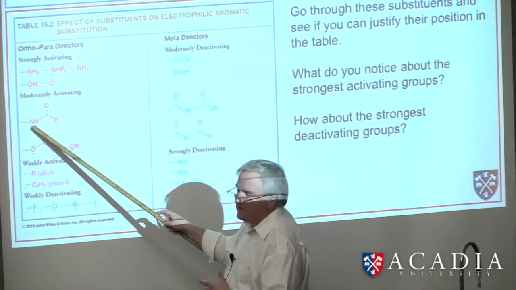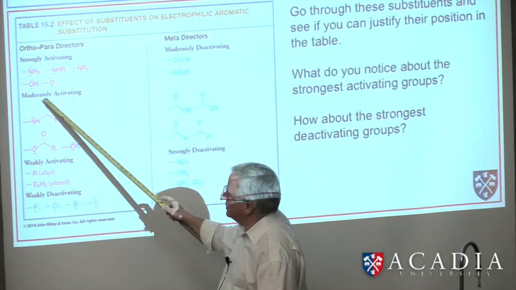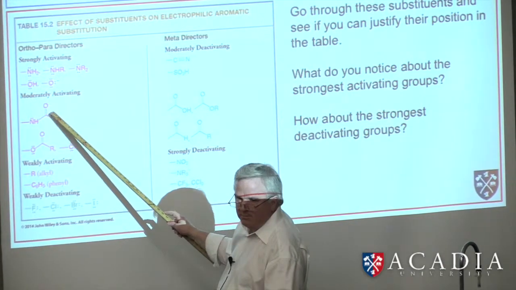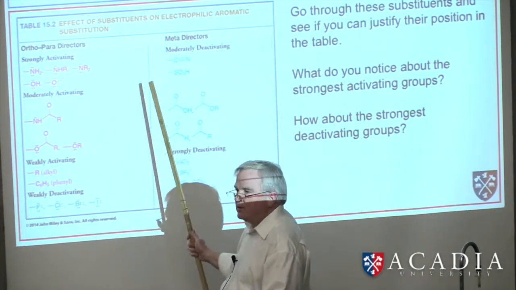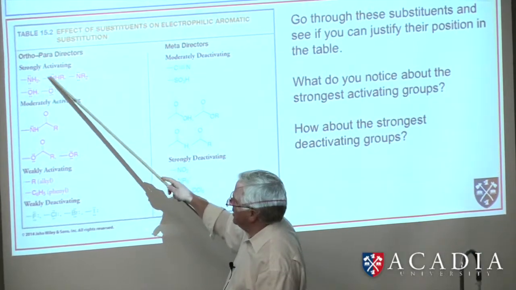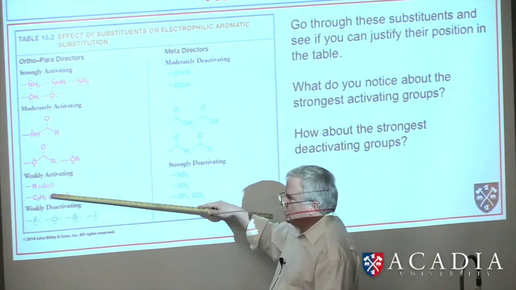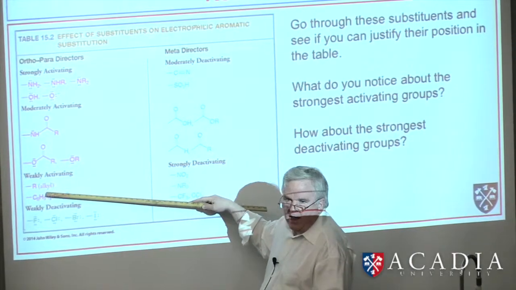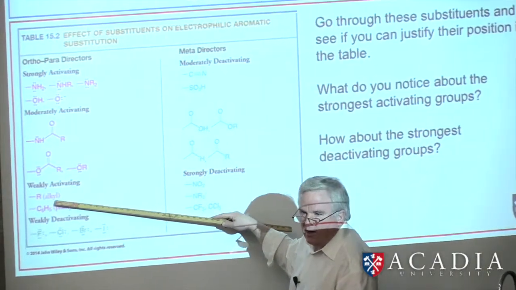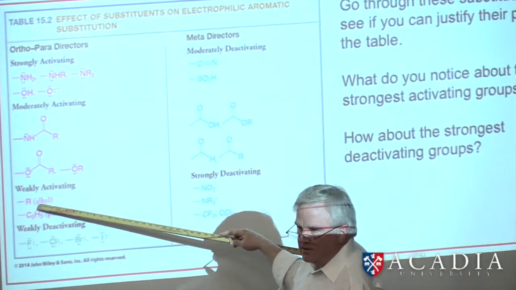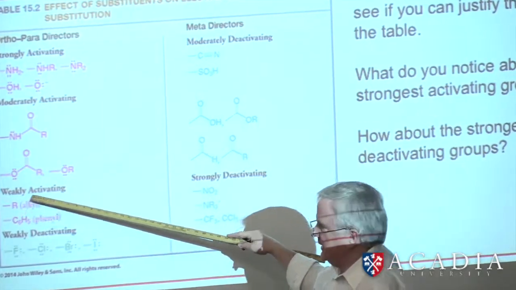So this is less of an electron donor, because we've deactivated it by putting an electron withdrawing group on the other side of it. So we have very strongly donating. These are less strongly donating. Now these, the weakly activating, do not have lone pairs of electrons, so they're relying only on their inductive electron donating abilities.